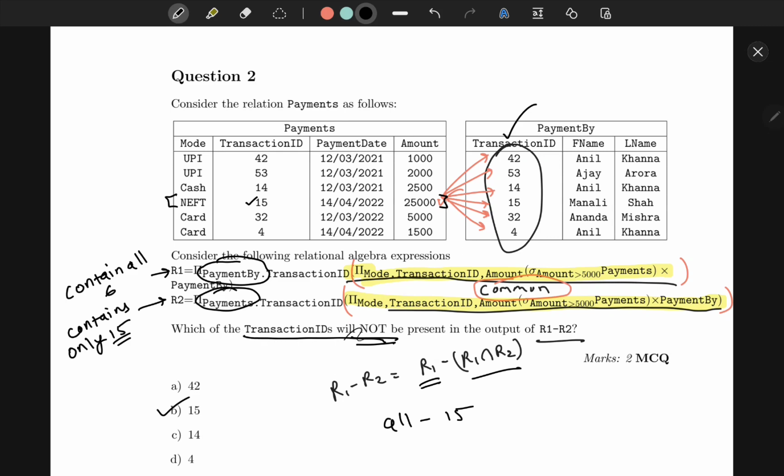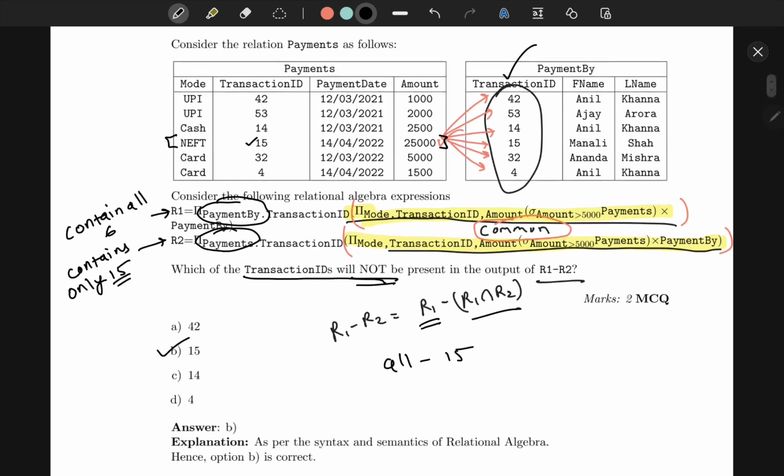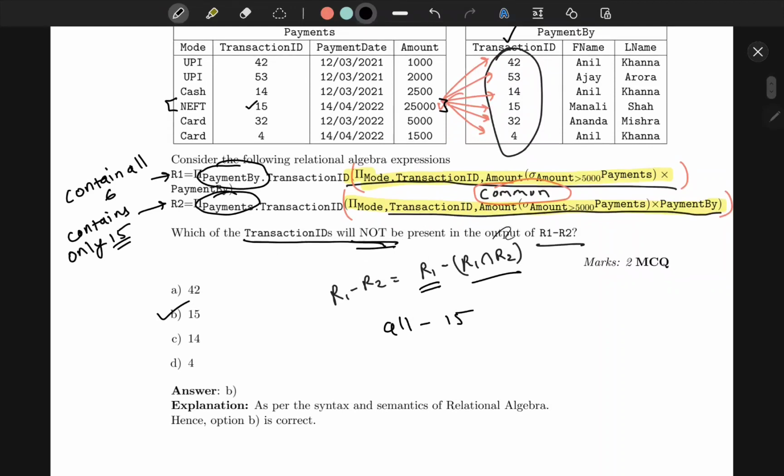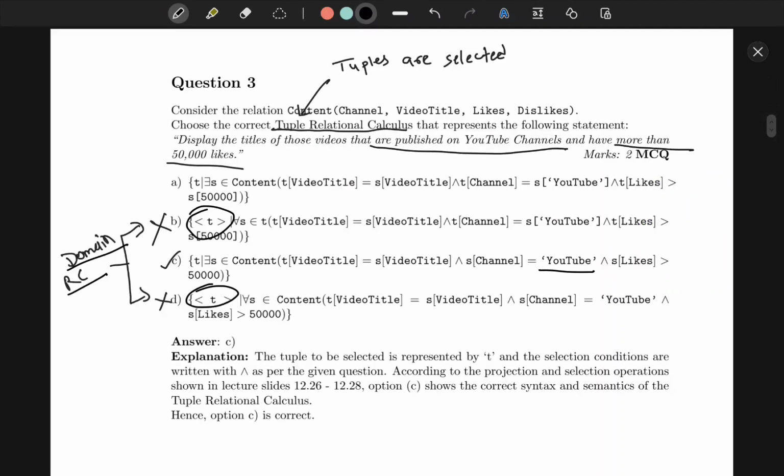Now we are asked which of the transactions will not be present in R1 minus R2. R1 minus R2 is nothing but this payment by, that is all the tuples, minus the common tuples, R1 intersection R2, that is the 15 tuple. Hence all minus 15 will be the result, that is 15 will not be present in the output. Moving on to question number 3.